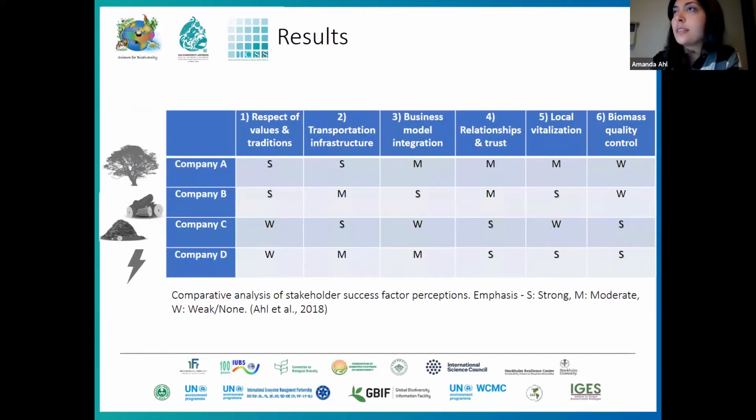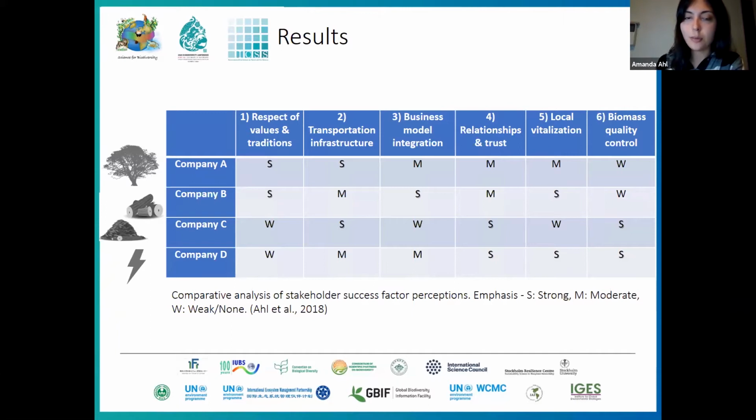I'm sorry, I'm really speeding through this because I don't have that much time, but here are the results for the challenges. On the left-hand side, you can see the companies. Company A to company D goes from upstream to downstream in the supply chain. Company A is a forest owner, company D are power producers, company C are biofuel producers, and so on. At the top, you can see the 6 challenges or success factors that the people we interviewed really emphasized: respect of values and traditions, transport infrastructure in the forest, business model integration, relationships and trust, local vitalization, and biomass quality control.